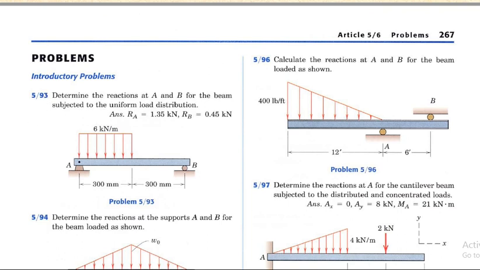Problem 5.93 we will also look at. So first of all, its statement: determine the reaction at A and B for the beam subjected to uniform load distribution. Here we have a beam, with a fixed pin joint at A and a roller support at B, and we have to find the reaction at A and the reaction at B. The total length of the beam is equal to 600 millimeter.